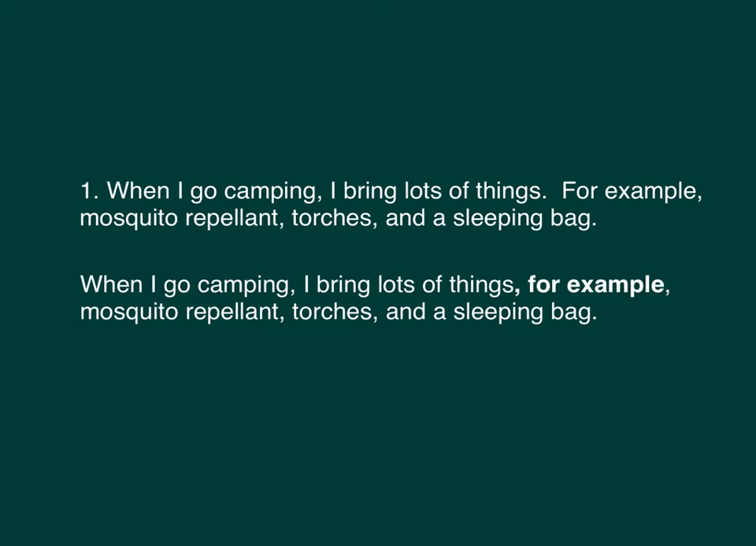The reason why we change from the period after I bring lots of things to a comma is because the details that are being introduced after for example are actually a list of different items: the mosquito repellent, the torches, and the sleeping bag. If the details after for example are a list of items, we should use a comma in between the sentences rather than starting a new sentence with for example and introducing the new list of items.